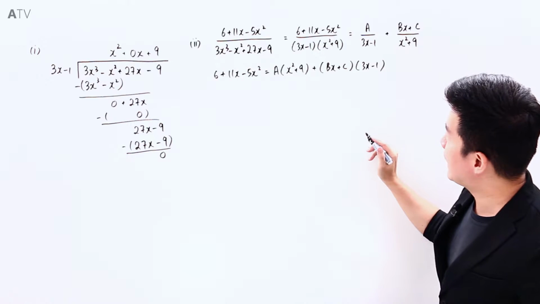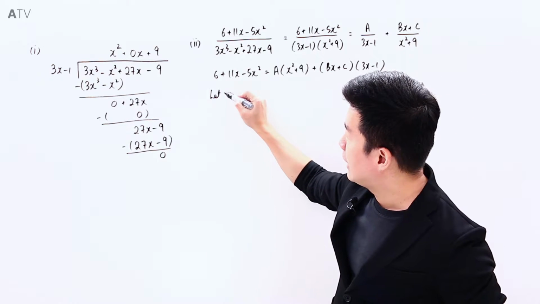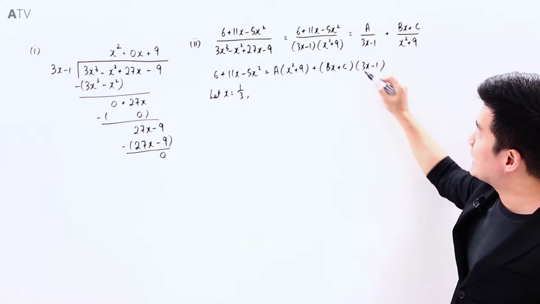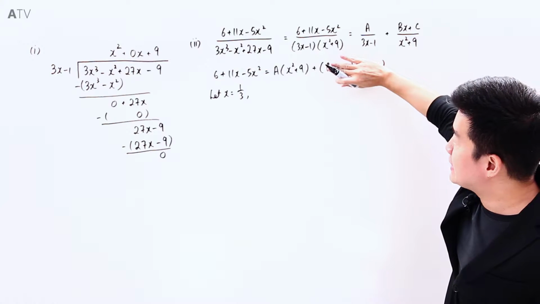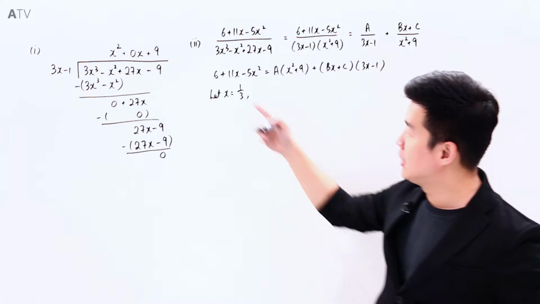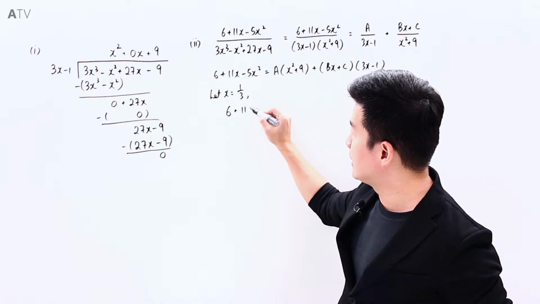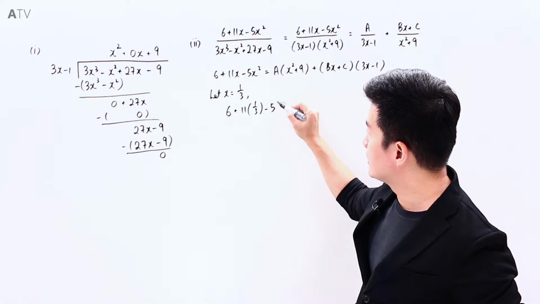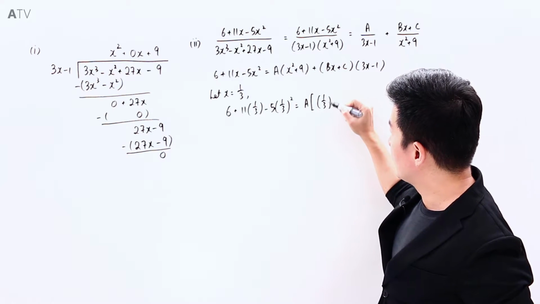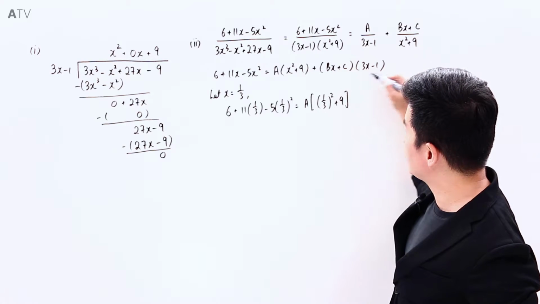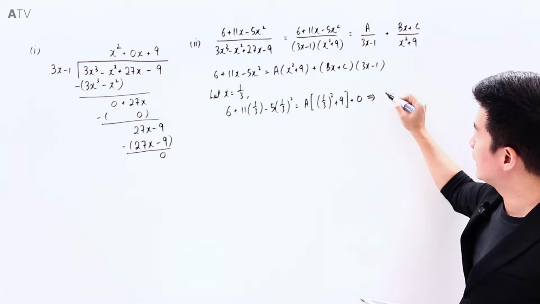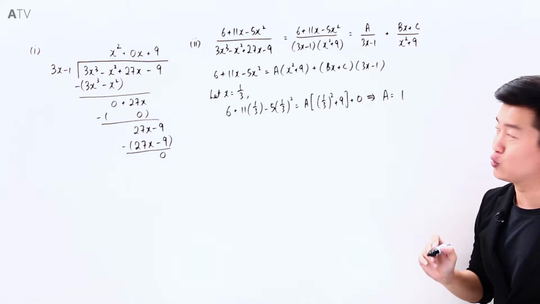And looking at this equation that we have here, if I were to let x be equal to 1 over 3, letting x be equal to 1 over 3 will cause this entire expression here to be 0, which means that B and C will disappear. It will leave me with an equation with just A as the unknown. That will help me to solve for A. So on the left hand side, we will have 6 plus 11 multiplied by 1 over 3 minus 5, and 1 over 3 squared is equal to A times 1 over 3 squared plus 9. And like what we have just mentioned, this is going to be equal to 0. This will help me to find the value for A, so A is going to be equal to 1.